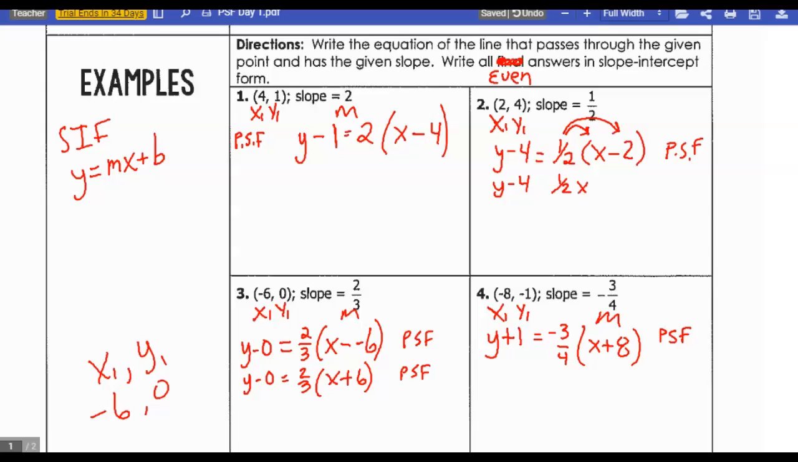1/2 x. Again, half of negative 2 is negative 1. And then I add 4. So I end up with 1/2 x. Negative 1 plus 4 is a positive 3. I've now switched to slope-intercept form.